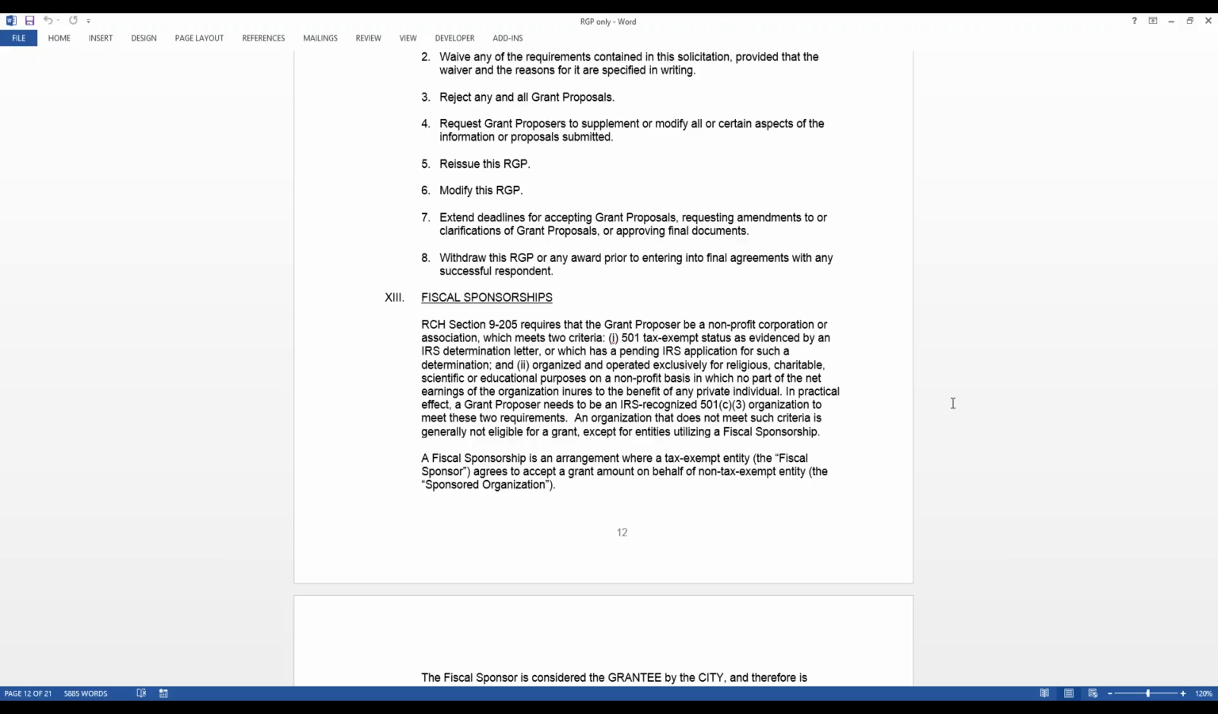And something to note also, that with a fiscal sponsorship you will have to submit and fill out an additional layer of documentation. So just be prepared and know what you're signing up for.